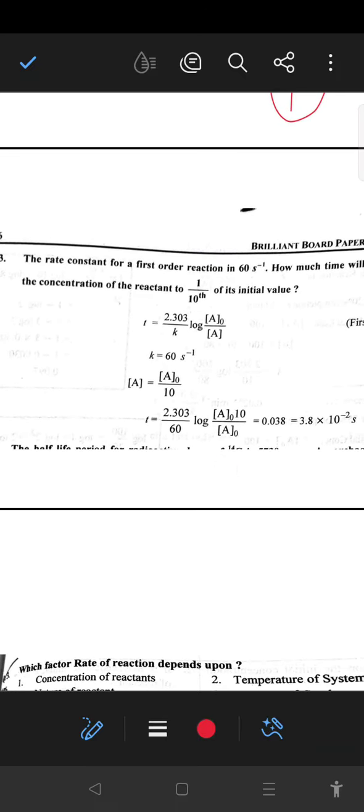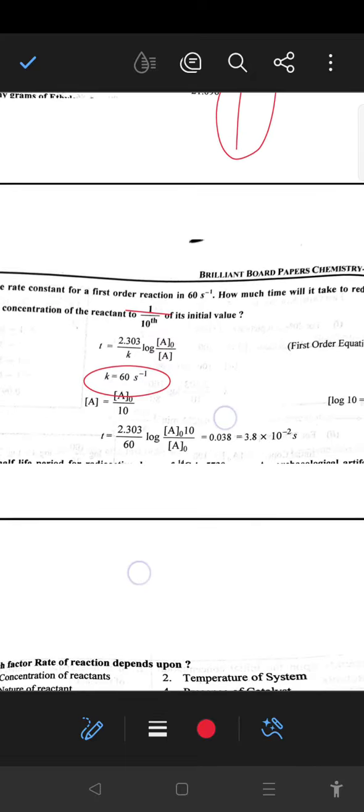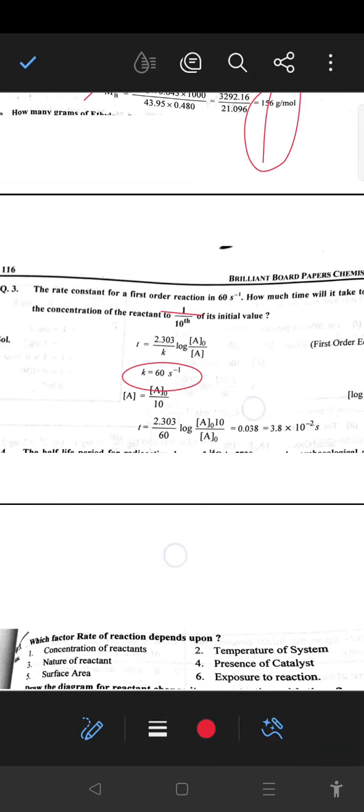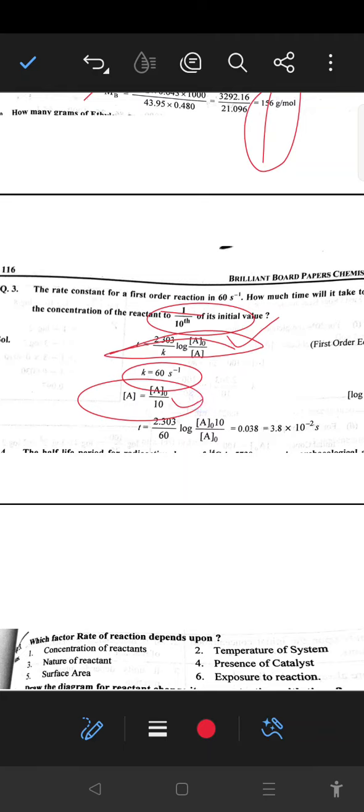Next, the rate constant for a first order reaction is 60 second inverse. So how much time will it take to reduce the concentration of reactant to 1/10 of its initial value? So by using the first order equation, t is equal to 2.303 over k log initial concentration over final concentration. As we know, according to question, final concentration becomes equal to 1/10 of initial, 1/10 into a naught. So put values, t nikalenge, so solve karenge. So t value 3.8 × 10^-2 seconds is the right answer.